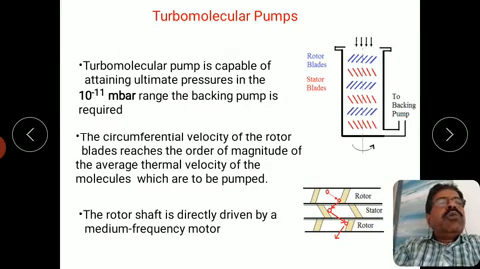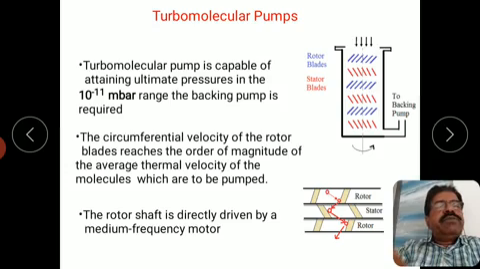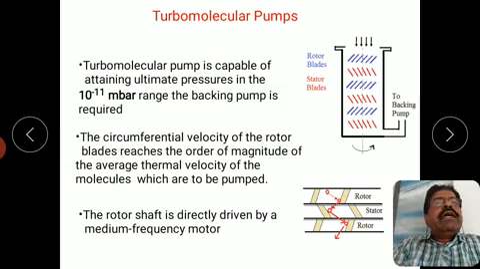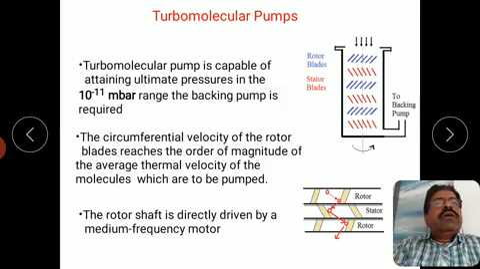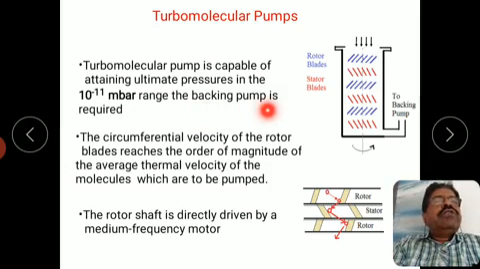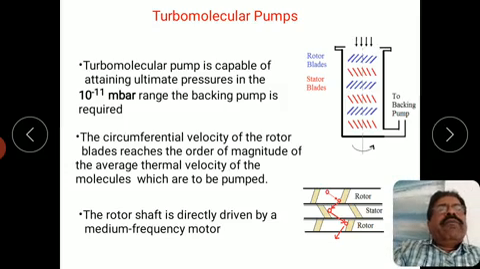Since the rotor blades of the turbomolecular pump rotate at a very high speed compared to the earlier type of momentum transfer pump, the molecular drag pump, they are able to produce a higher level of vacuum. About 10 raised to minus 11 millibar can be created if you use it along with a suitable backing pump. The backing pump is necessary here to achieve such a high level of vacuum.